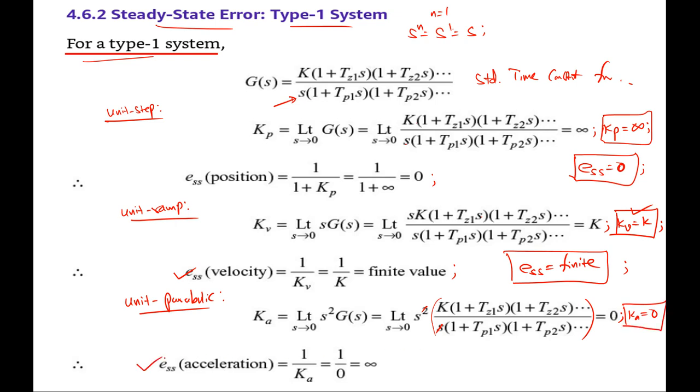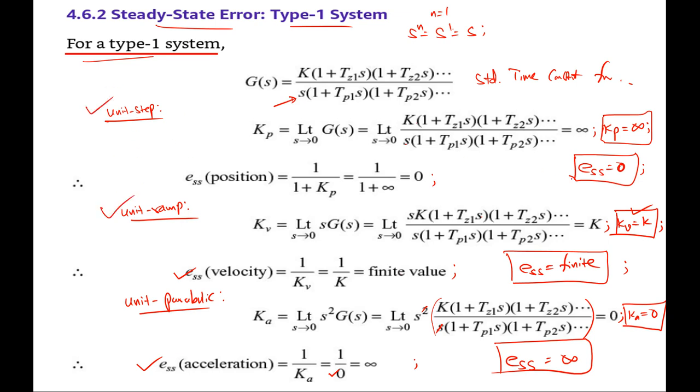Then find out the steady state error, 1 by Ka. 1 by Ka is 0, right? Ka is 0, so 1 by 0 is infinity. So I am getting the steady state error as infinite. So I should not apply the unit parabolic input for the type 1 system because I am getting the steady state error as infinite. But I can apply the unit ramp input and I can apply the unit step input.